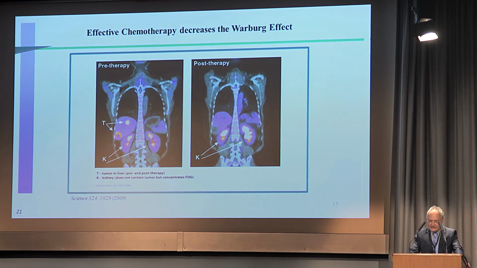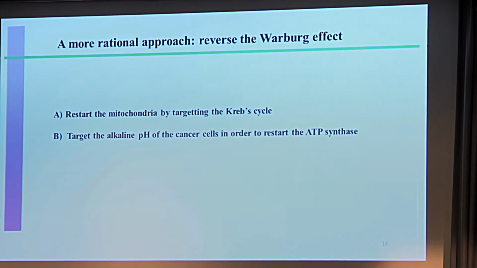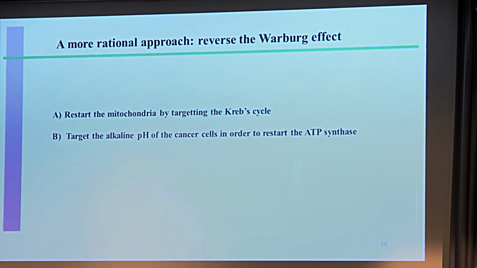rewiring the cancer. But obviously, there are better things than chemotherapy, which has its own limitation, and we will not go into that. We have found two ways of restarting the mitochondria. The first is targeting the Krebs cycle. And the second, and that's the first time I'm going to talk about that, it's work I did with Georges and my friend who is sitting there. It's playing with the pH.